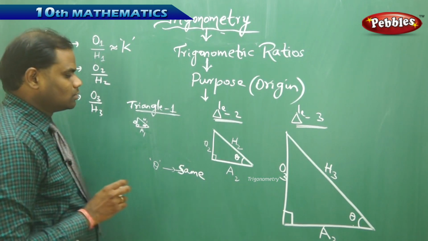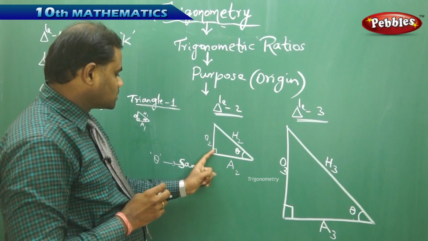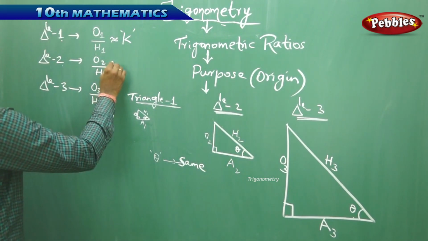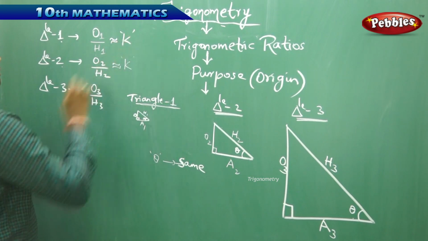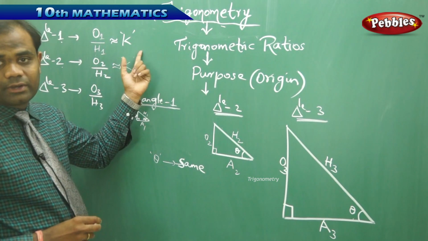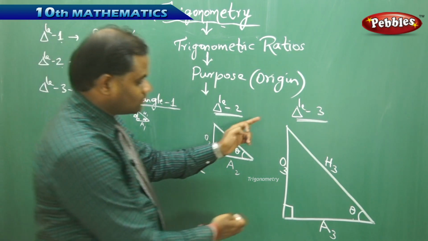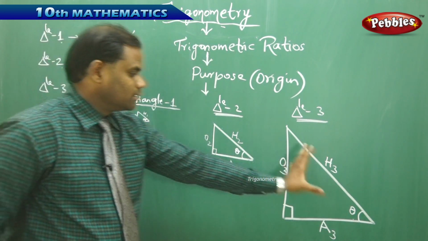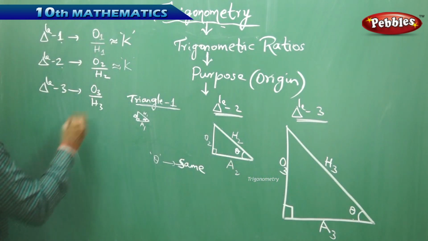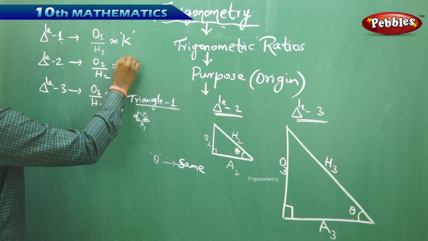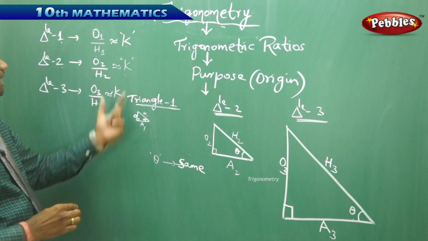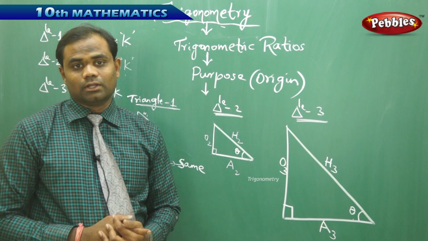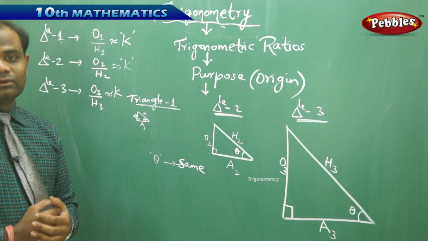Similarly, for triangle 2, with the same angle theta, when this was divided with this, O2 divided with H2 has given a similar approximate value of k. It gave the same k as obtained in triangle 1. Further, when this side was divided with this side with the same angle theta, the third triangle also gave an approximate value of k. That means each of the triangles had k which was approximately same, but not exactly equal, with minute error in the value of k.